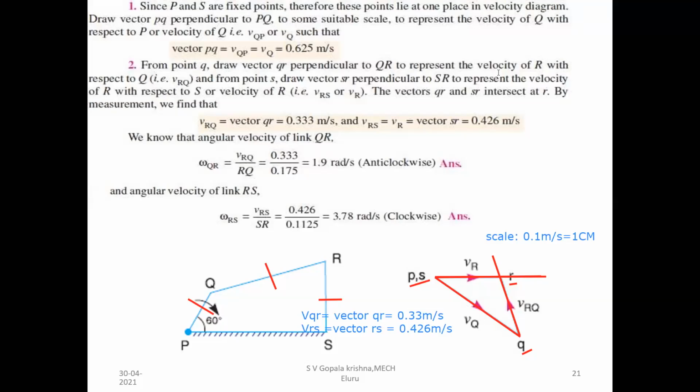Now we are going to see the next, that is our acceleration diagram.